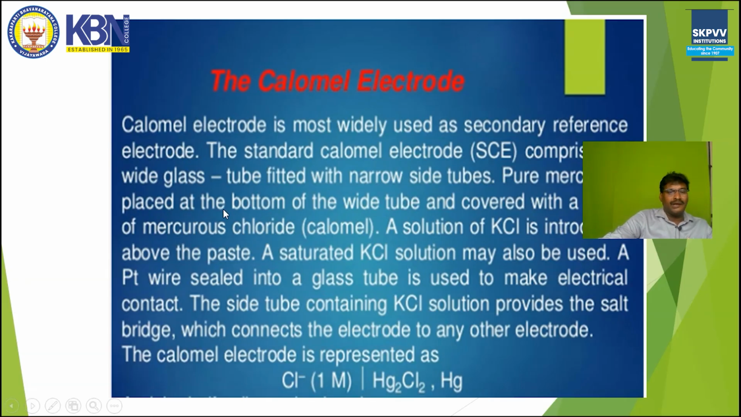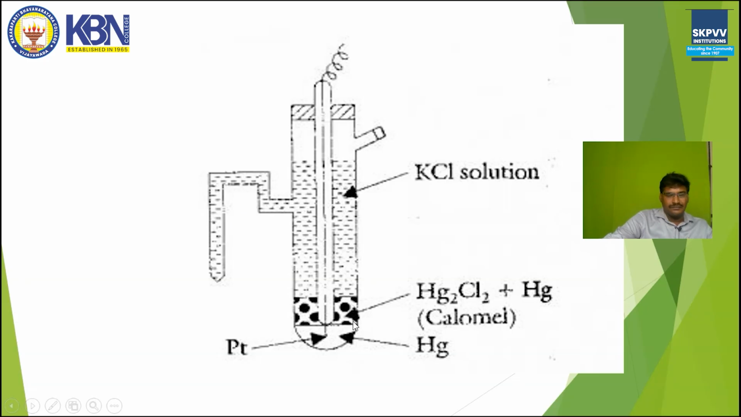Pure mercury is placed at the bottom of the tube. Here pure mercury is poured into this glass tube. Here two side tubes are there, and here one platinum wire is there. Above the mercury, mercurous chloride Hg2Cl2 is placed along with mercury. This is called calomel. Above that calomel, KCl solution is poured.